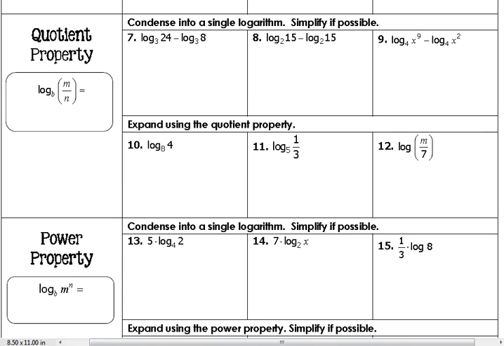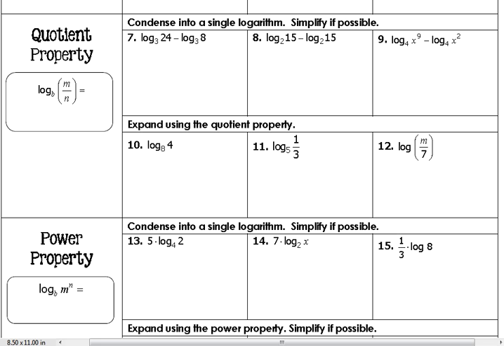Okay, so the product property splits it into the sum of two logarithms. The quotient property, what do you think it's going to do? If multiplying and dividing go together, adding and subtracting go together. So what the quotient property does, and think about it, remember logarithms are very closely related to exponents. So think about your exponent rules for a second.